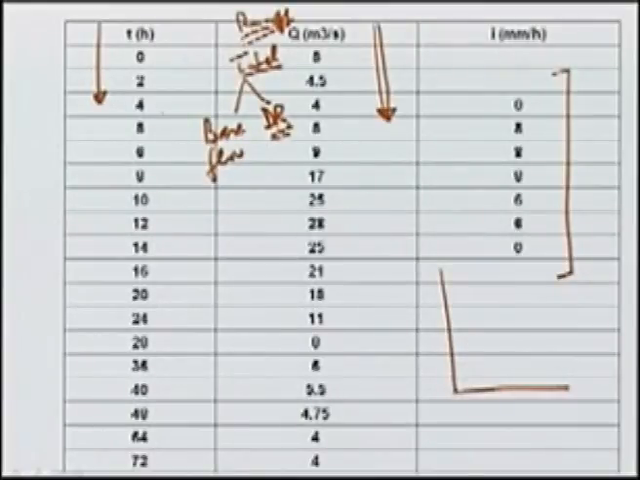So, we can see that at 4 hours, so, let us look at 0, 4, 8 and up to about 12. So, from 0 to 4, we can see that there is no rain. Then the intensity is 8 millimeter per hour.